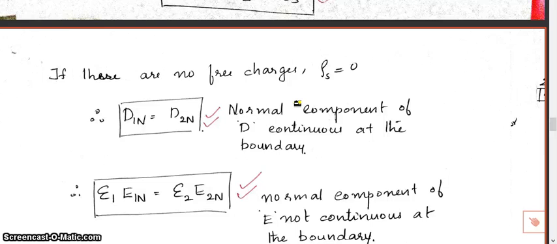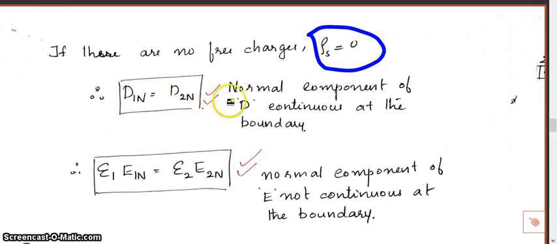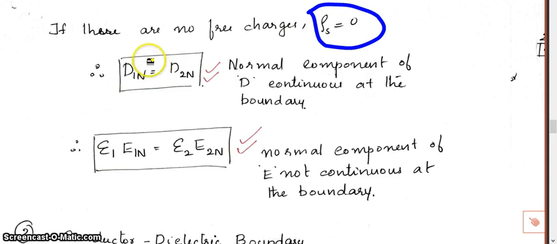Now if you assume that the boundary is free of charge, then rho s will be equal to 0. Then we can rewrite this expression as DN1 is equal to DN2. So we can say that the normal component of D is continuous at the boundary provided it is free of charges. And similarly, we know D is equal to epsilon E. If we substitute that relation in this expression, we get epsilon 1 E1n is equal to epsilon 2 E2n. That means the normal component of E is not continuous at the boundary.